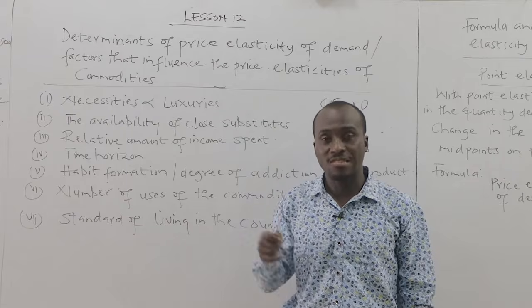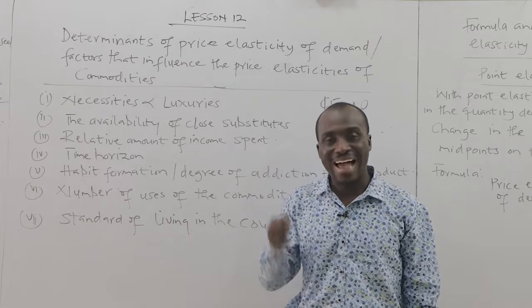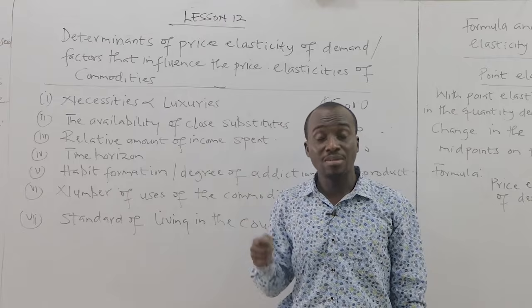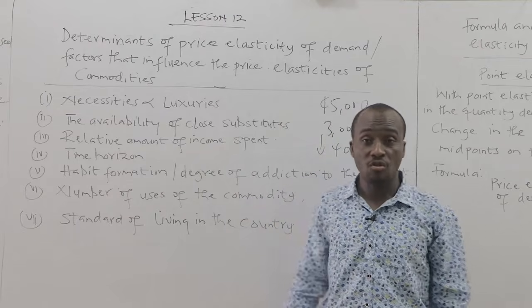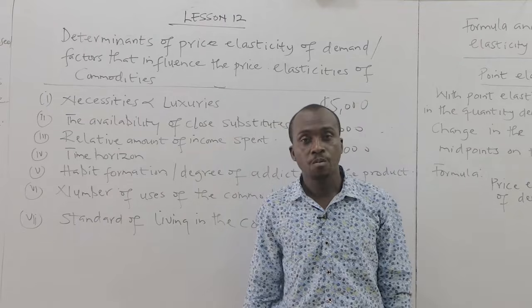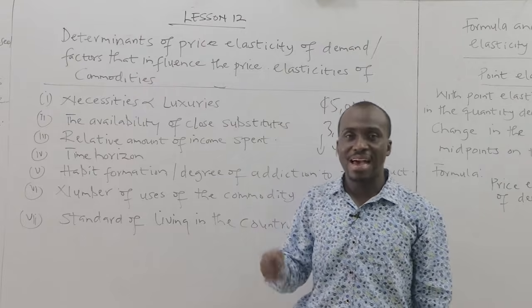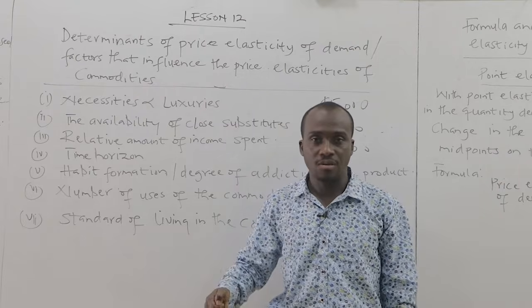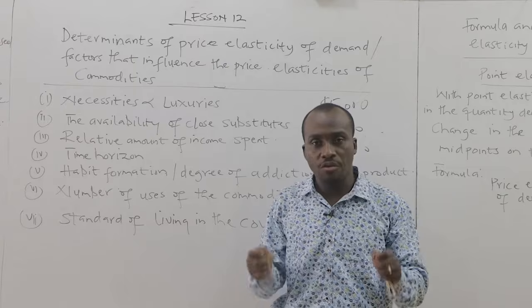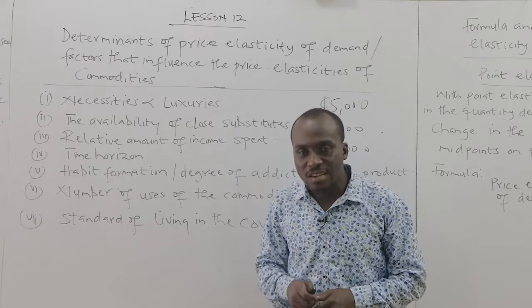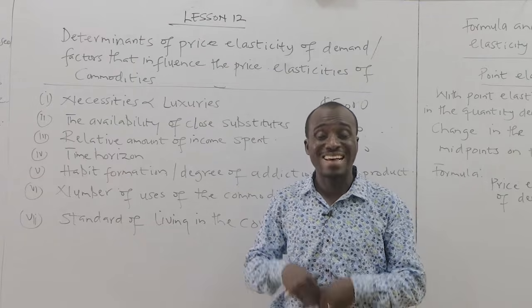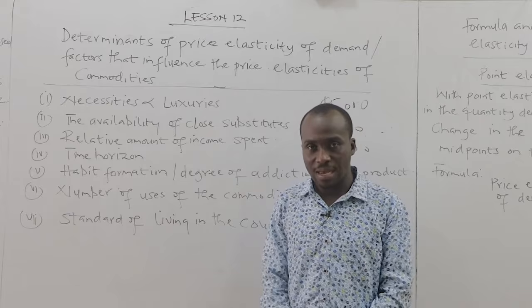Right? A commodity that takes a higher chunk of your income tends to be elastic, because the consumer becomes very sensitive to changes in price. Therefore, commodities that take a higher chunk of income tend to be elastic. A commodity that takes a small chunk of your income tends to be inelastic.